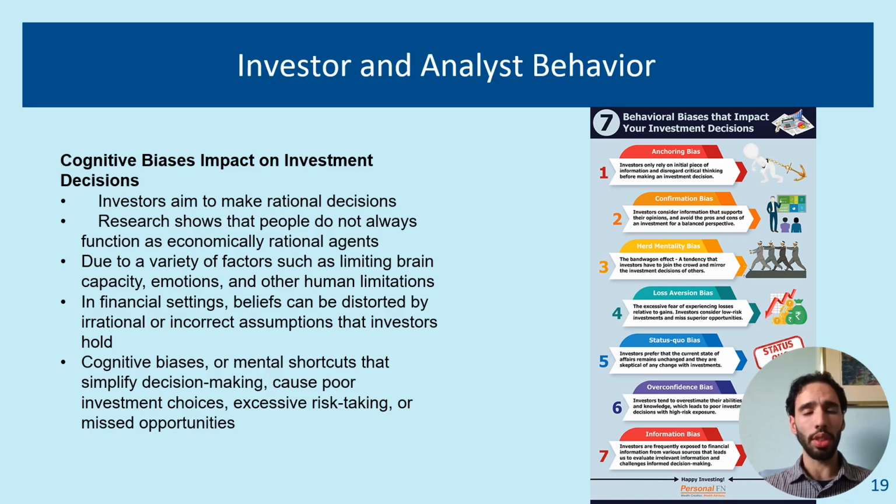Several factors contribute to these biases, including limited brain capacity, emotions, and other human constraints. But no matter how much information is available, investors sometimes make decisions based on flawed reasoning. In financial settings, beliefs can be distorted by irrational and incorrect assumptions, meaning that investors and analysts might hold on to losing stocks for too long, trade too infrequently, or follow the crowd instead of making independent decisions.